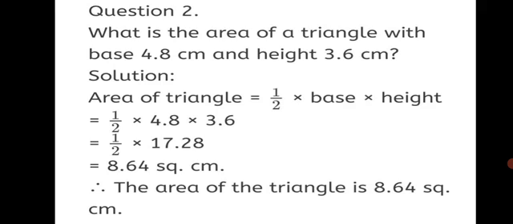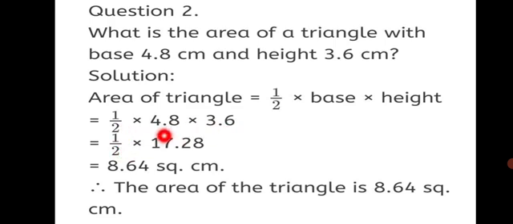Question 2. What is the area of a triangle with base 4.8 centimeter and height 3.6 centimeter? So now we have to find area of a triangle. Its base and height is given. So let's look at the solution. Area of triangle is equal to the formula half into base into height. Now we will substitute the value for base and height. Half into base is 4.8 into height is 3.6.